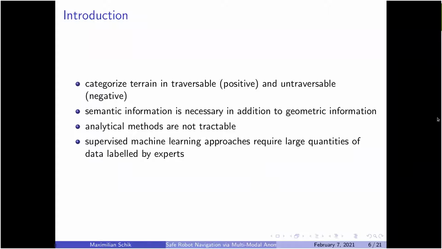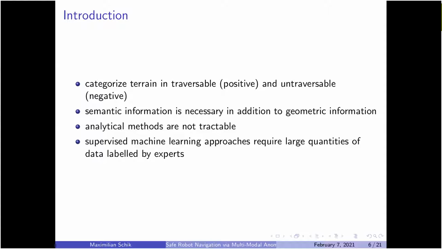To solve this issue, we want to categorize the terrain into traversable and untraversable. We will call traversable terrain positive, so positive samples are samples of traversable terrain, and untraversable terrain we will call negative. We assume that semantic information is necessary in addition to geometric information. Geometric information is geometry in the shape, for example, of point clouds or depth sensors, and semantic information is, in this case, currently color.